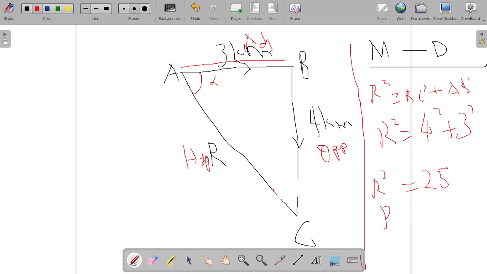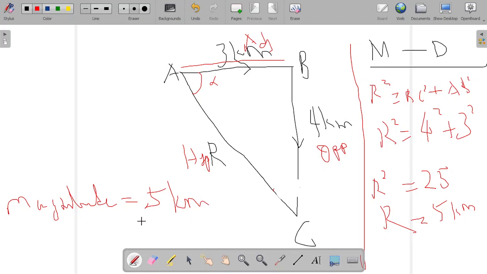So r is definitely equal to the square root of 25, which is 5 kilometers. So we actually got the value of our magnitude. Then the magnitude is equal to 5 kilometers. Now, when we are working with vectors, it's mandatory of us to specify the direction.